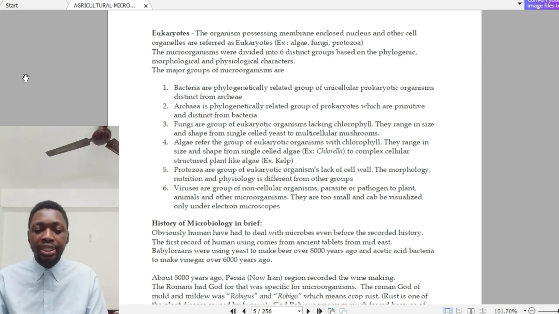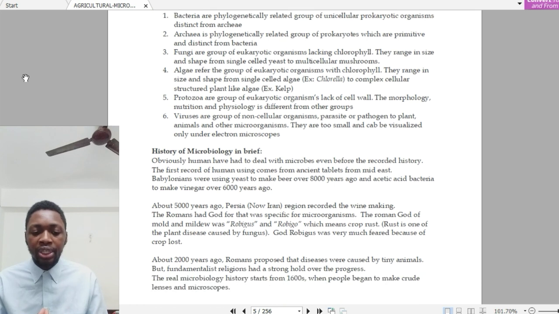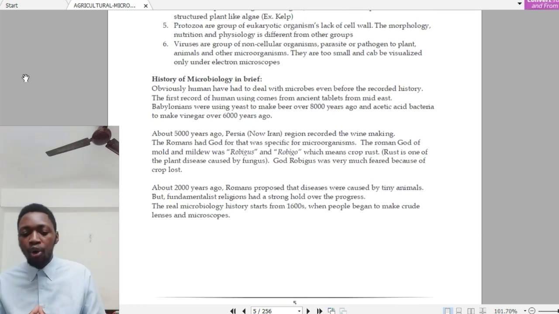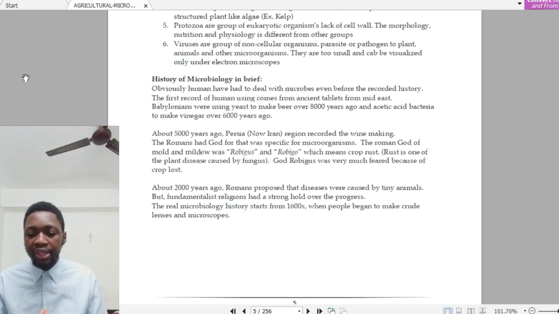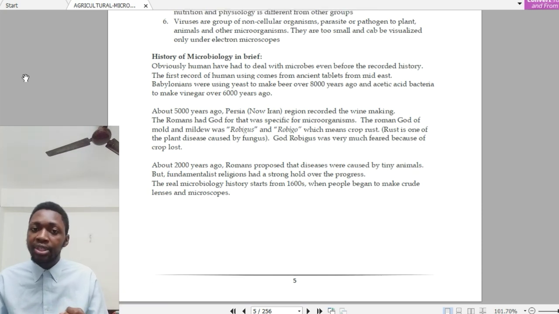Obviously, humans have had to deal with microbes even before recorded history. The first record of humans using microbes comes from ancient tablets from the Middle East. Babylonians were using yeast to make beer over 8,000 years ago and acetic acid bacteria to make vinegar over 6,000 years ago.